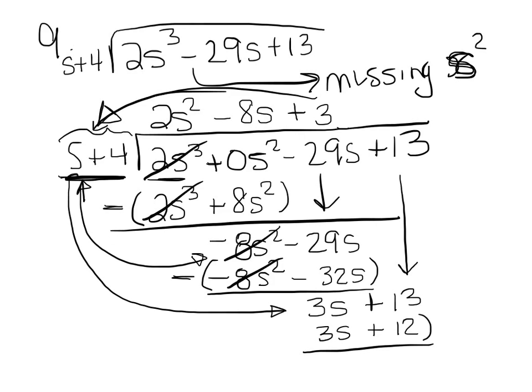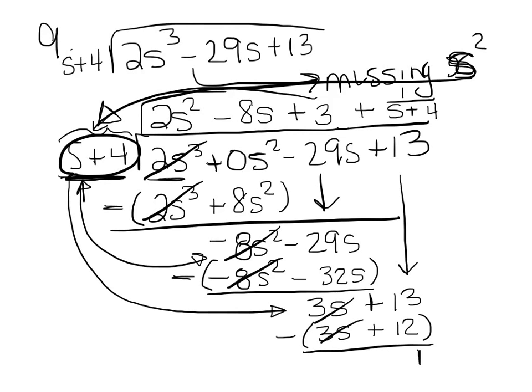So now when I subtract that, these of course cancel. I have 13 minus 12 is 1. So there's my remainder. So I have to say plus 1 over this divisor s plus 4. So this right here, if you can make it out, is the answer. Okay?